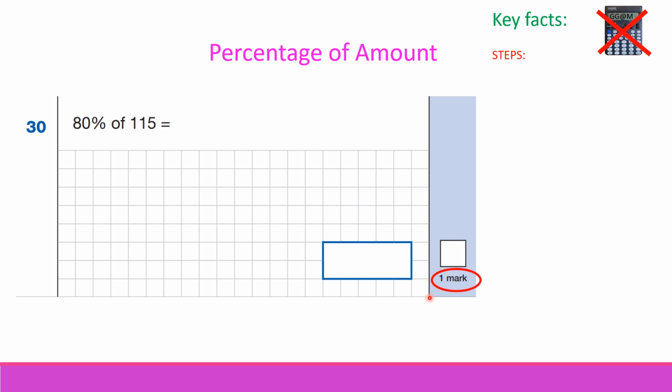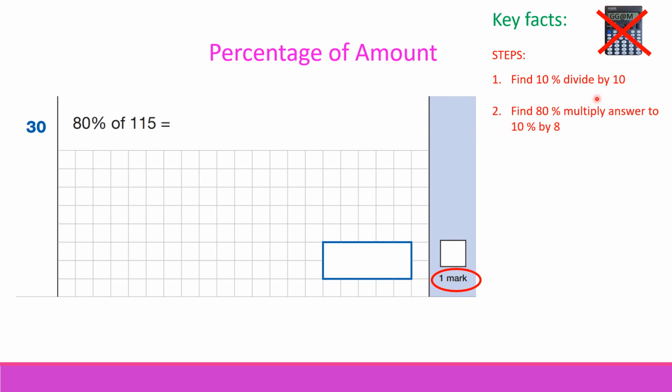First of all, we need to follow the following steps. My first step is that we need to find 10%. So to find 10% of a number, we're going to divide by 10. Remember, when we divide by 10, we move each of the digits one place to the right, or move the decimal place one place to the left. It's the same result. Once we have found 10%, we can now work out 80%.